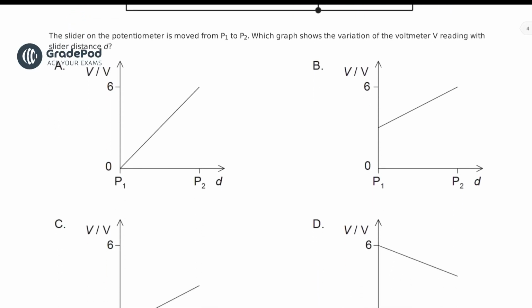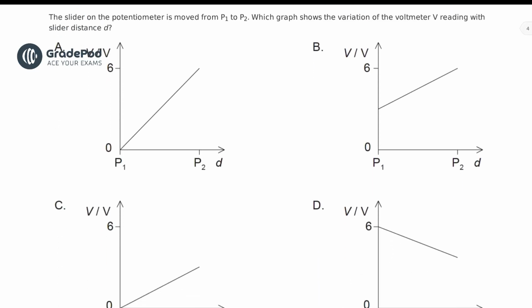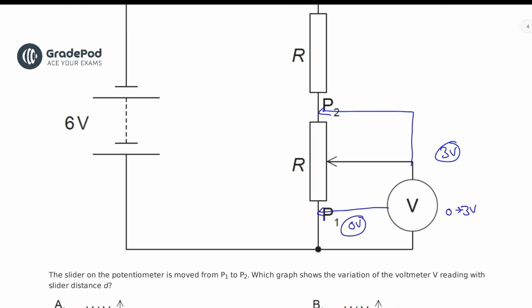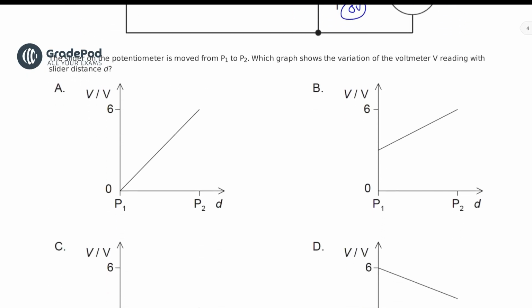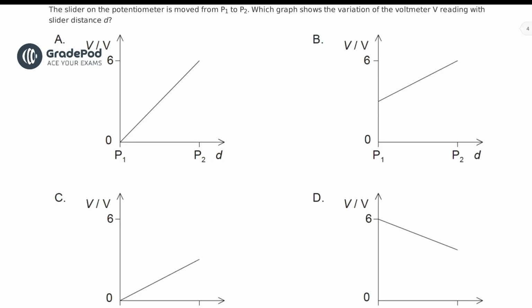The slider on the potentiometer is moved from P1 to P2. So at P1 it's going to be 0 volts and at P2 it's going to be 3 volts. Which graph shows the variation of the voltmeter reading with slider distance t? Okay, so it has to start with 0, so it's either C or A, and it has to end at 3, so the answer is C.